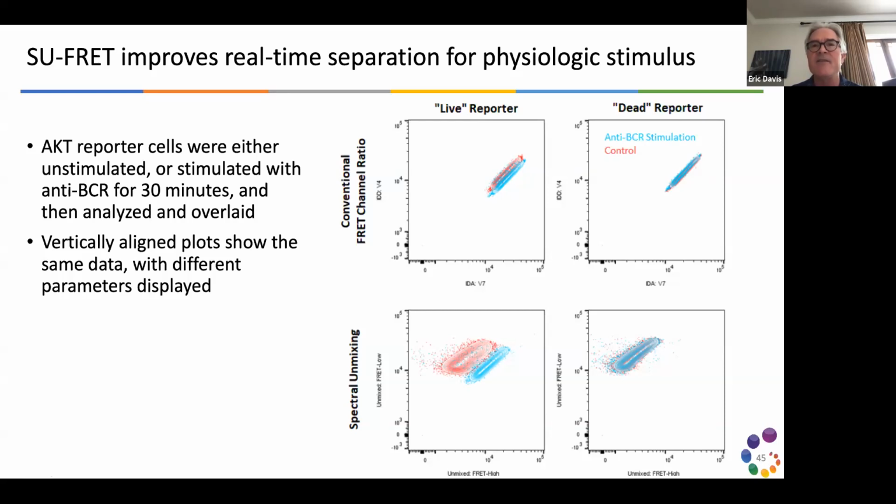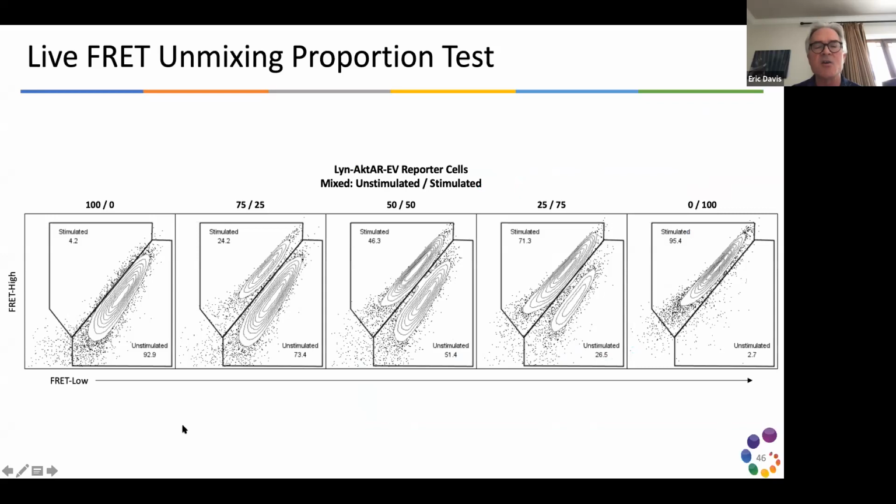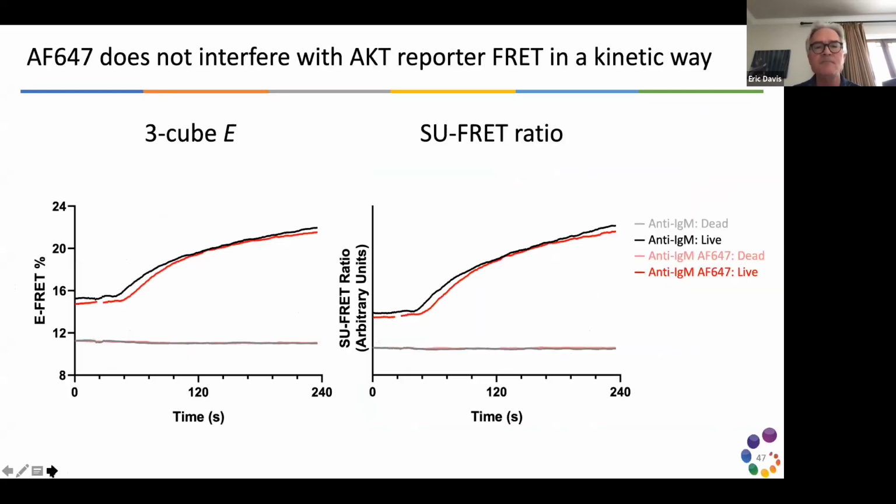based on FRET. Now, this was not actually done by mixing the cells and running them simultaneously, but they were run in parallel. So we tested whether, in fact, we could mix cells that were either stimulated or unstimulated and analyze them together. And we did that in different ratios. And you can see that the FRET was able to separate cells in a way that matched what the theoretical ratios were of the proportion of stimulated and unstimulated cells.